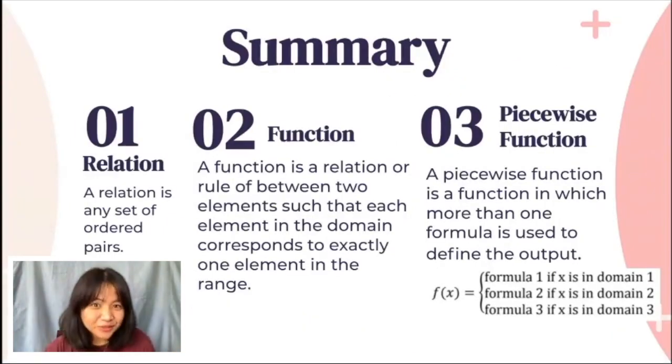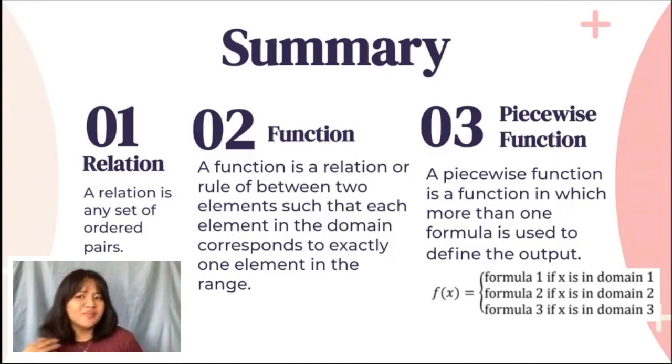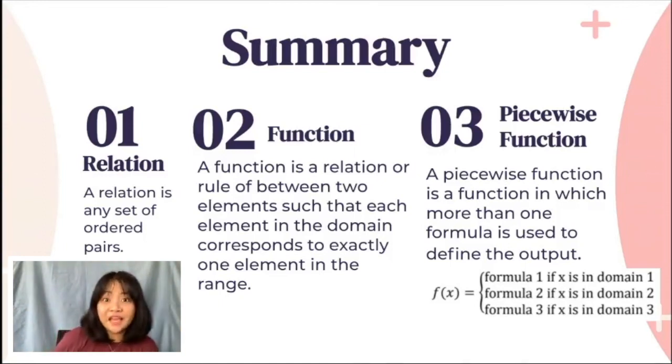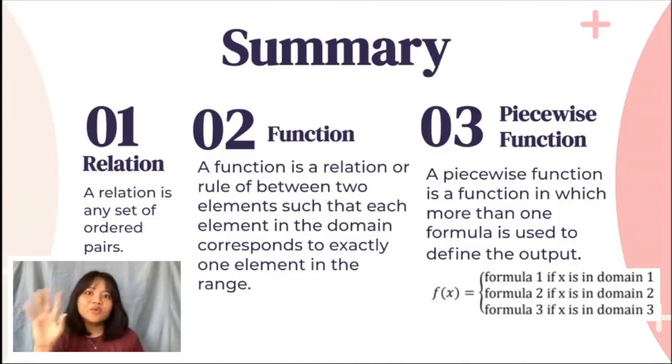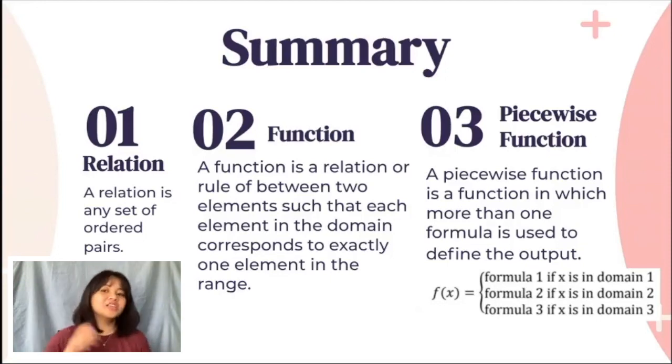So, in conclusion, for our summary, the first one, relation. A relation is any set of ordered pairs. Second one, a function. A function is a relation or rule between two elements such that each element in the domain corresponds to exactly one element in the range. Again, pwede si one to one and one to many. Pero hindi pwede si many to one. Third one, that's a piecewise function. A piecewise function is a function in which more than one formula is used to define the output. So, ayan yung form natin.